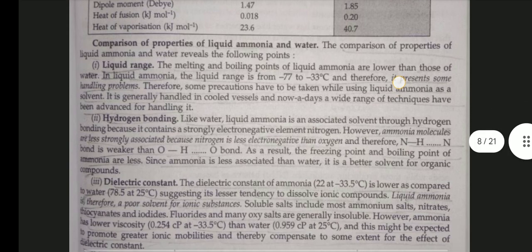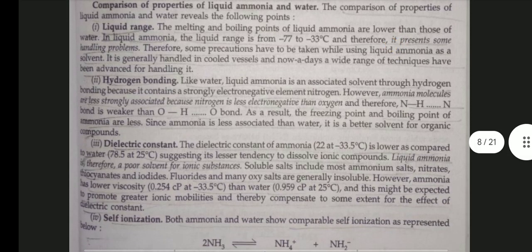Second is hydrogen bonding. Like water, liquid ammonia is an associated solvent through hydrogen bonding because it contains a strongly electronegative element, nitrogen. However, ammonia molecules are less strongly associated because nitrogen is less electronegative than oxygen, and therefore the N-H...N bond is weaker than the O-H...O bond. As a result, the freezing point and boiling point of ammonia are less. Since ammonia is less associated than water, it is a better solvent for organic compounds.